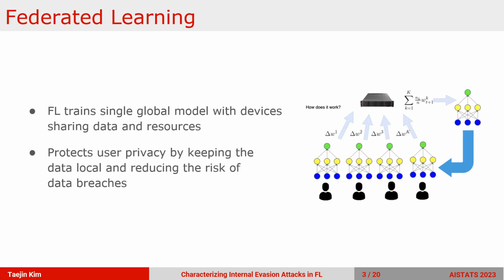We now cover the two key background materials, namely federated learning and evasion attacks. Federated learning is a machine learning process that trains a single global model using many devices and many users sharing data and resources. In a federated learning process, shown to us here on the right, users train a model with their local data and have these models aggregated at a central server. The aggregated model is then given back to individual users for this process to repeat again. Federated learning protects user privacy by keeping the data local and reducing the risk of data breaches.